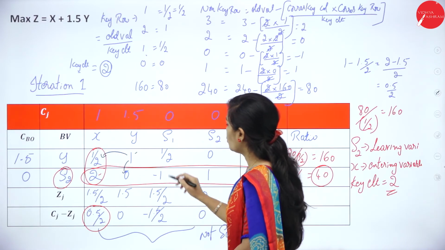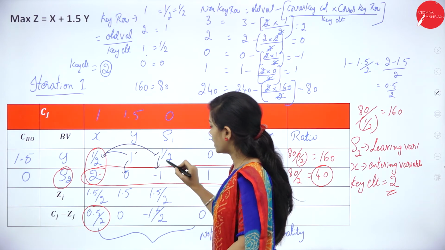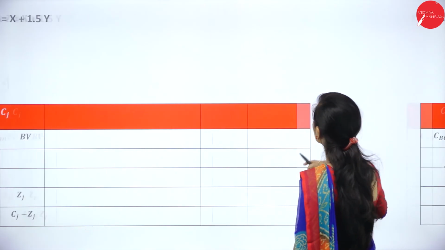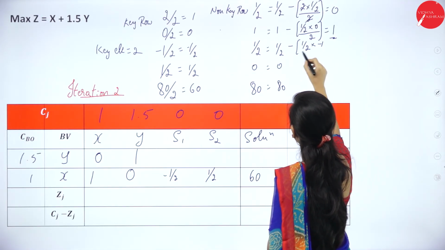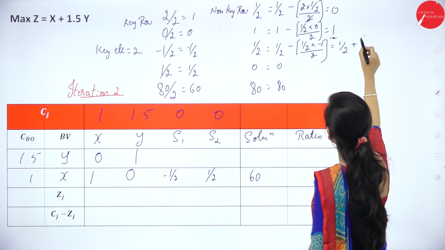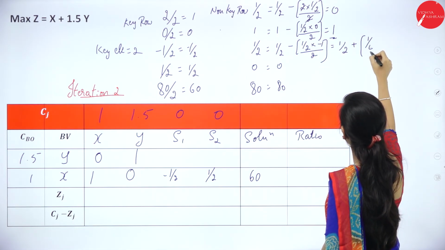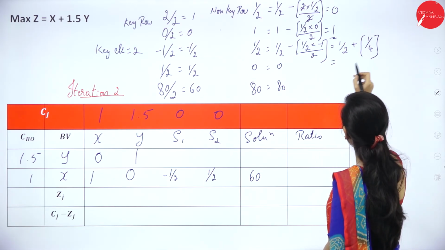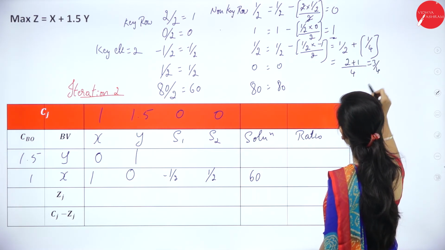And the old value is 1 by 2, corresponding key column is 1 by 2, key row is minus 1. So 1 by 2 minus 1 by 2 into minus 1 by 2. Minus into minus gives plus, so 1 by 2 plus 1 by 4. Here 4 is my LCM, so 2 plus 1, it is equal to 3 by 4.